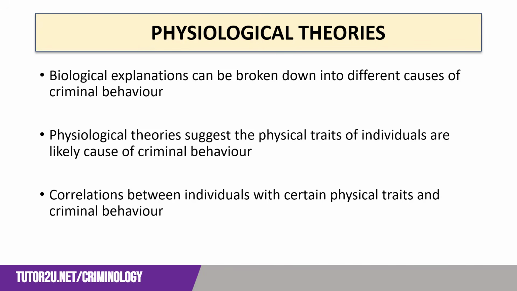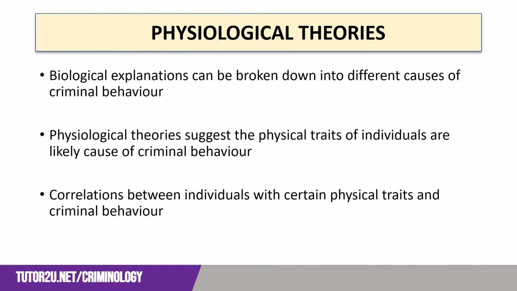Biological explanations for assessment criteria 2.1 are broken down into physiological, genetic and neurochemical explanations of criminal behaviour. In this video, we're going to look at the physiological explanation that is offered by Sheldon and Somatotypes. Physiological explanations examine the idea that criminal behaviour is a result of an individual's physiology.